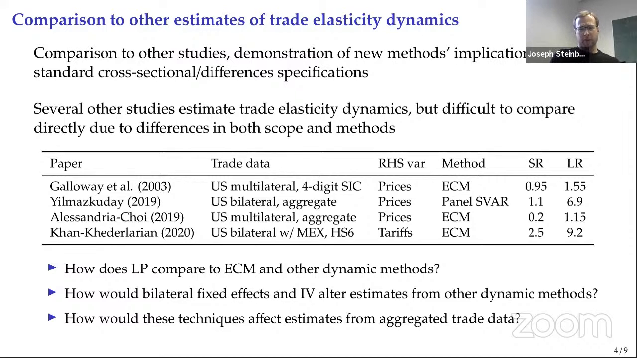It's difficult to compare the authors' results to these results just because both the scope in terms of the data, as well as the methods, are quite different. But it would be really nice to see, for example, how does local projections compare to other dynamic methods that are used? How do these bilateral fixed effects and the IV alter the estimates from other dynamic methods that are used out there? How does the level of aggregation matter? I think it'd be important. It would be nice to more directly compare to these other estimates out there.